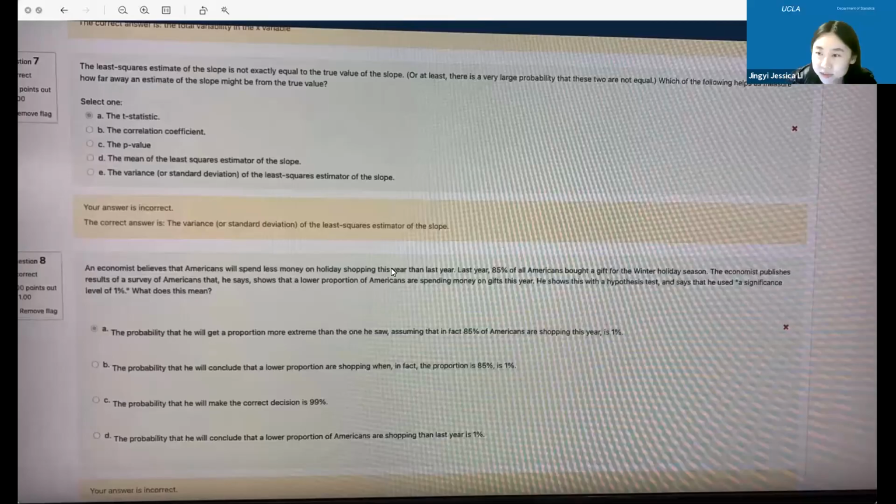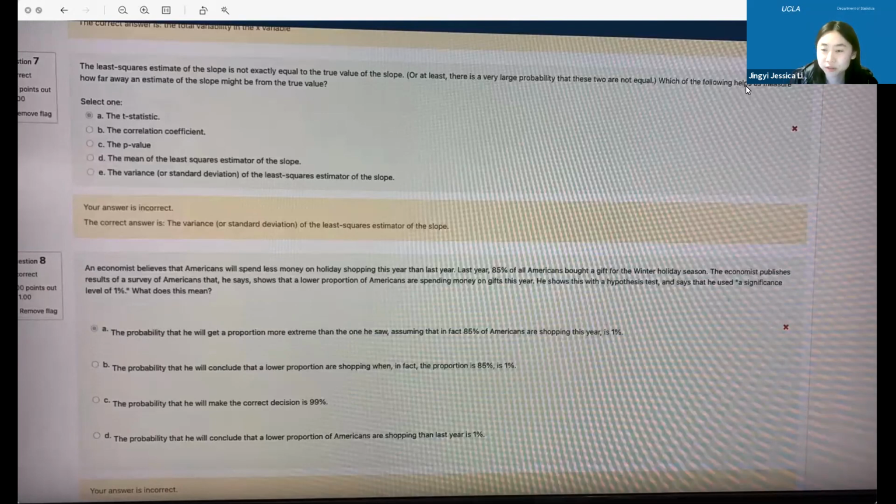This is a question one of my PhD students brought to me yesterday. I think this is from an undergraduate statistics class. The question says, the least squares estimate of the slope, it's about a simple linear regression. It's not exactly equal to the true value of the slope, or at least there is a very large probability that these two are not equal.